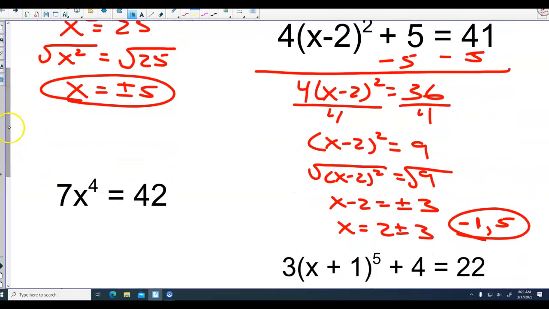Plug them both in. Negative 1 minus 2 is negative 3. Negative 3 squared is 9. 9 times 4 is 36. Plus 5 is 41. 5 minus 2 is 3. 3 squared is 9. Times 4 is 36. Plus 5 is 41. Works out.